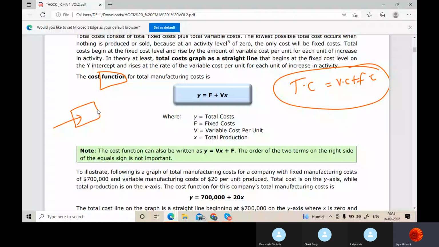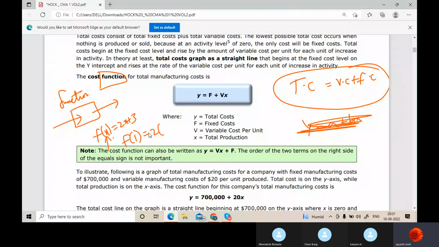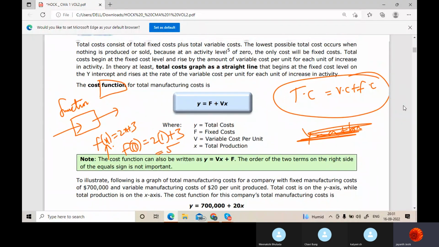Suppose y is equal to a plus bx. Suppose, not that, let us say f of x is equal to 2x plus 3. Is this a function? Yes. Why? Because you take any value of x, like say 1, you get the value of this function. So you are giving the input as 1 and the output is 5. Okay, so that's the function.